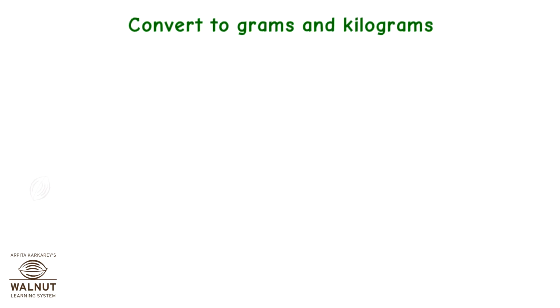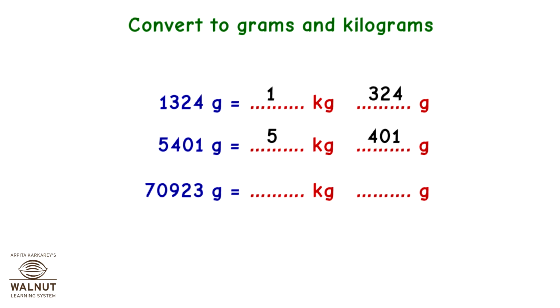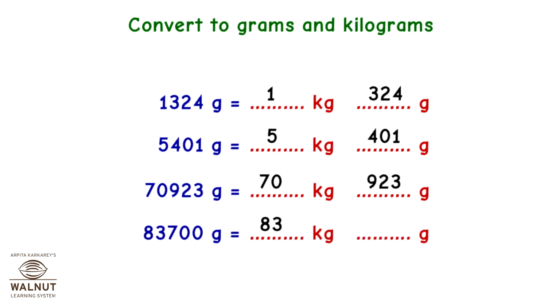Convert to grams and kilograms. 1,324 g is equal to 1 kg and 324 g. 5,401 g is equal to 5 kg and 401 g. 70,923 g is equal to 70 kg and 923 g. 83,700 g is equal to 83 kg and 700 g.